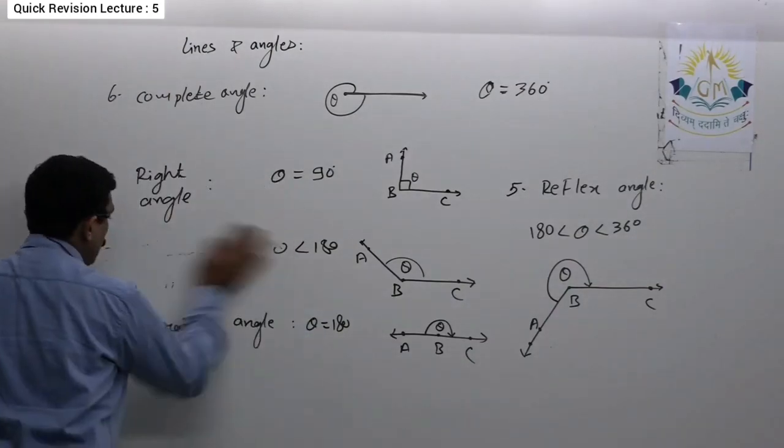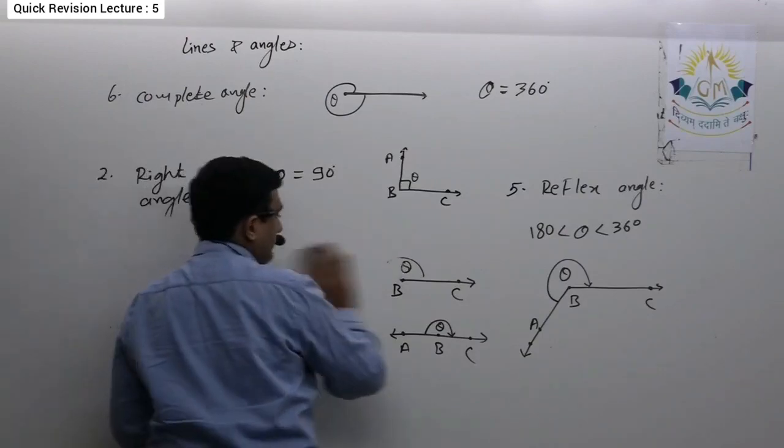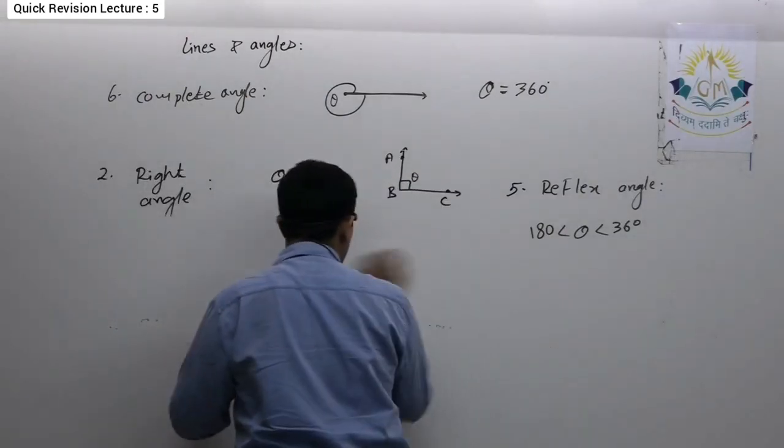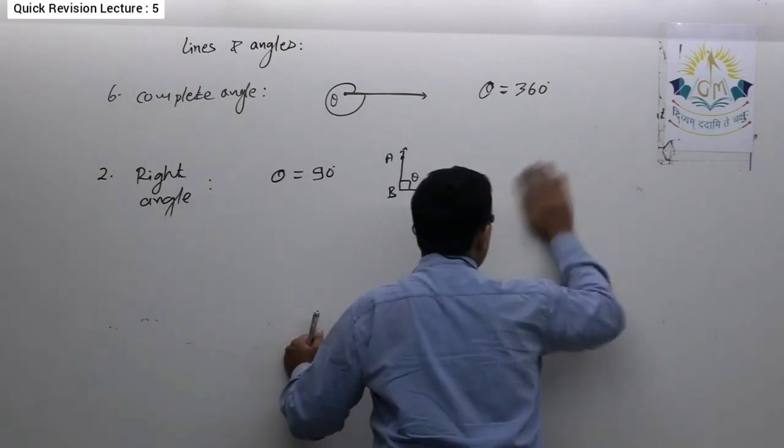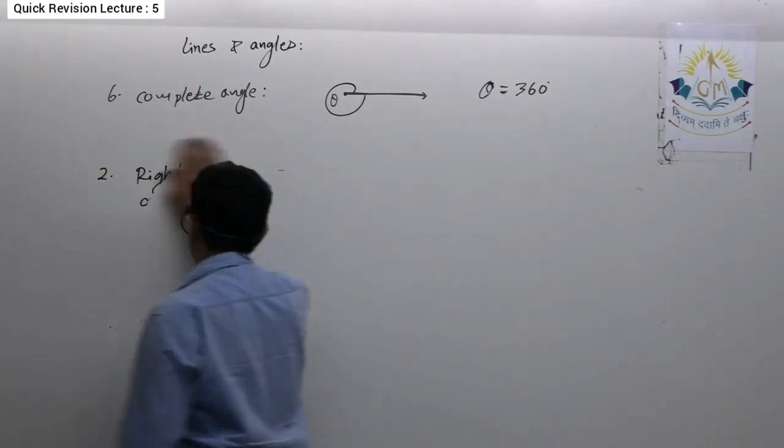So next is complementary angles. Two angles whose sum is 90 degrees are called complementary angles.